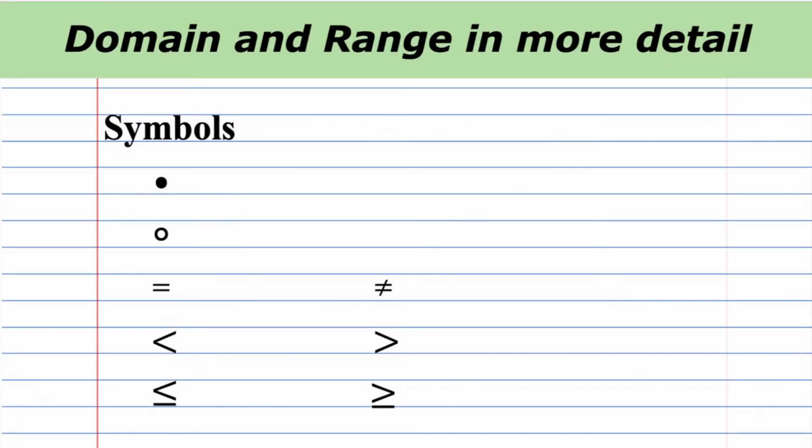The symbols you'll need, here we have a closed circle, which means you include the value. An open circle means you do not include the value. We have an equal sign and a not equal sign. Less than, greater than, less than or equal to, greater than or equal to.